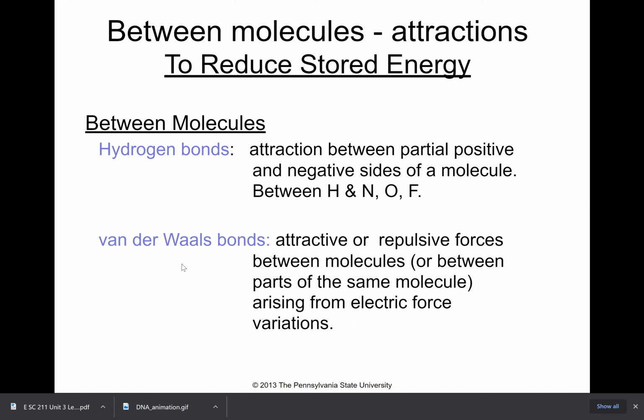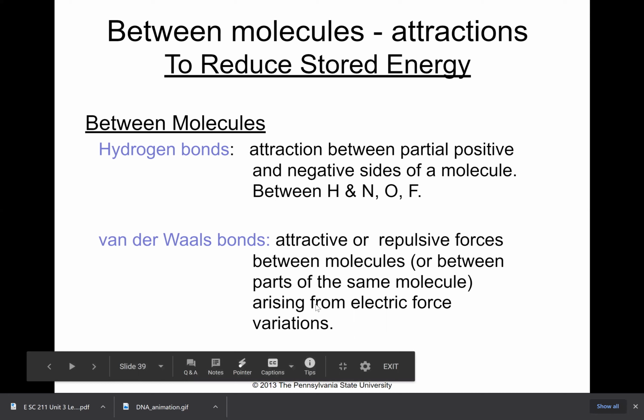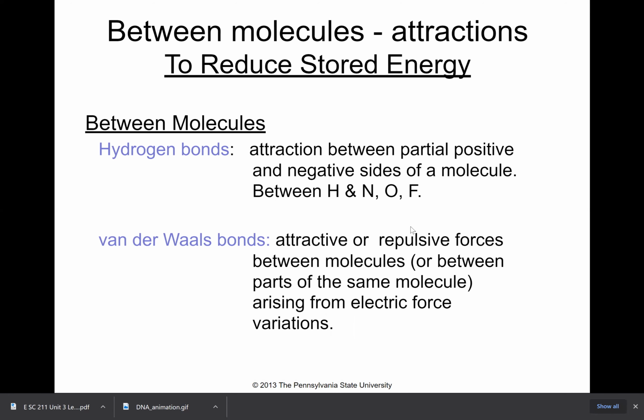Van der Waals forces or van der Waals attractions are attractive or repulsive forces between molecules or between parts of the same molecule arising from electric force variations. So frankly, we have those clouds of electrons. They're not static. They're not necessarily uniform. One moment there might be more electrons on one side of an atom versus the other, and therefore it would give that side a little bit of a negative charge. Then the next split second, it might move. So those charge densities are constantly moving, and that gives van der Waals attractions, I'll call them. I should have changed the slide.